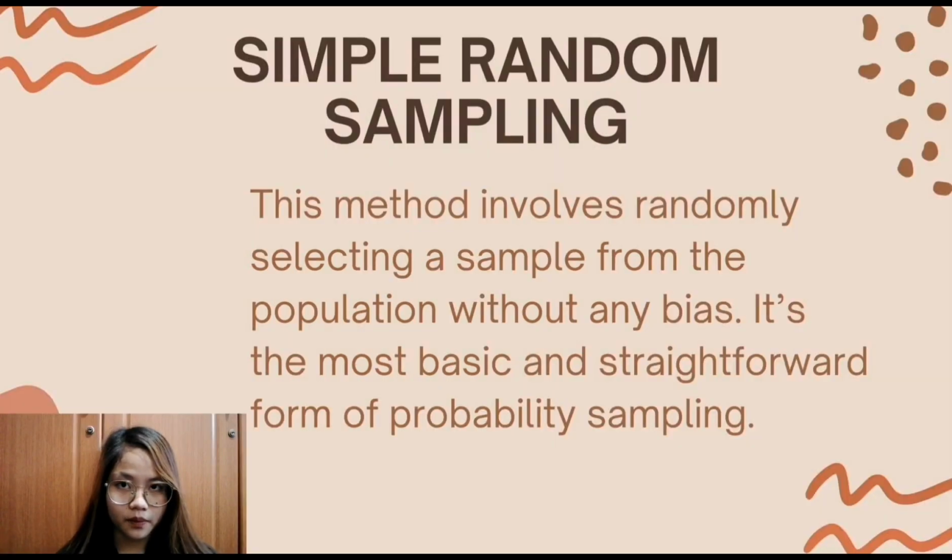Simple random sampling. This method involves randomly selecting a sample from the population without any bias. It is the most basic and straightforward form of probability sampling. So, simple random sampling is a method where every member of the population has an equal chance of being selected for the sample. It is randomly selected without any preferences or biases. This makes it basic and fair, ensuring each individual has an equal opportunity to be chosen.